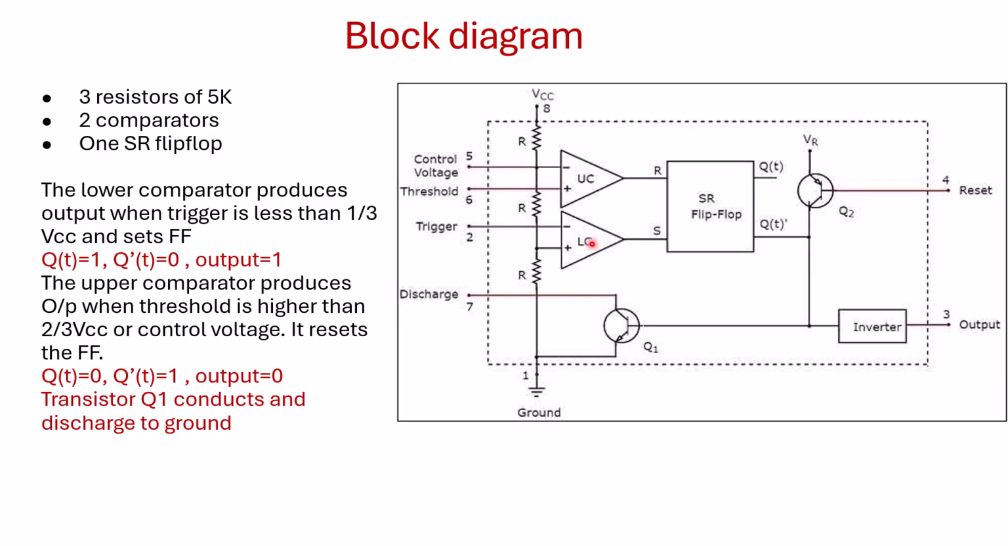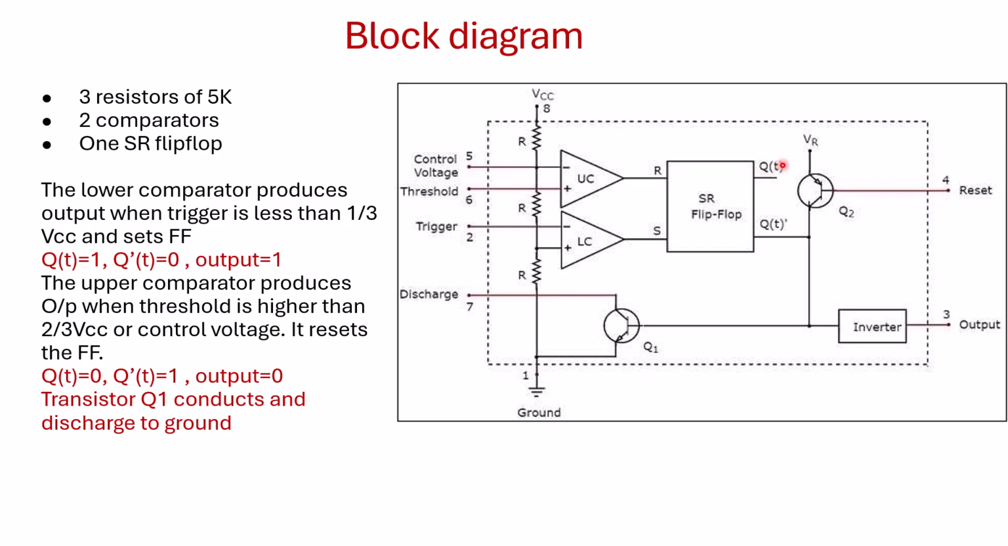For the lower comparator, the positive terminal is connected to 1/3 of VCC and the negative terminal is connected to trigger. Whenever the positive terminal voltage is higher, that is, equal to or greater than 1/3 VCC, or the trigger input is less than 1/3 VCC, then this lower comparator will produce an output of 1. That 1 is fed to S, the set pin of the SR flip-flop. So your output is set to 1. You can see here your output is set to 1.